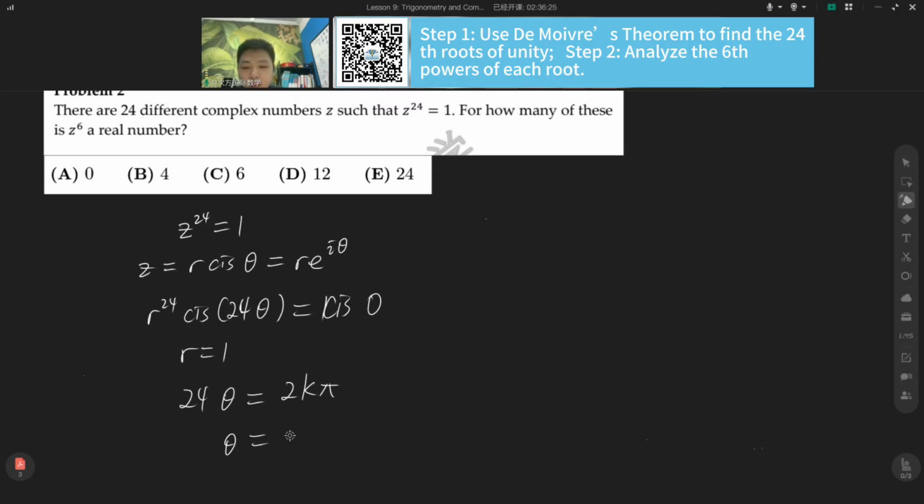And theta is equal to 2k pi divided by 24, which is k pi divided by 12. And this is true for k from 0, 1, 2, all the way to 23.